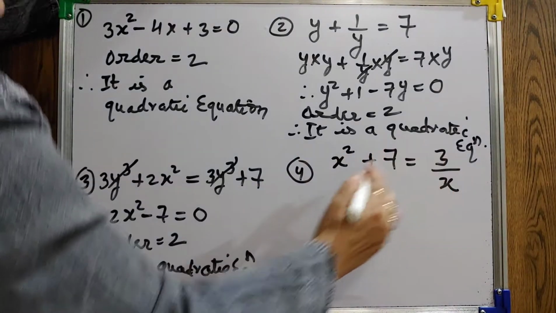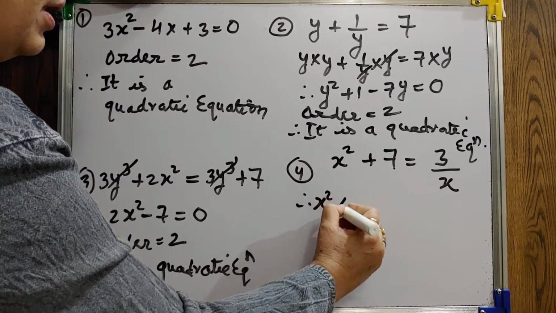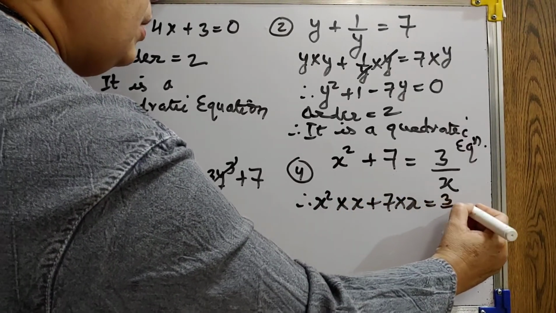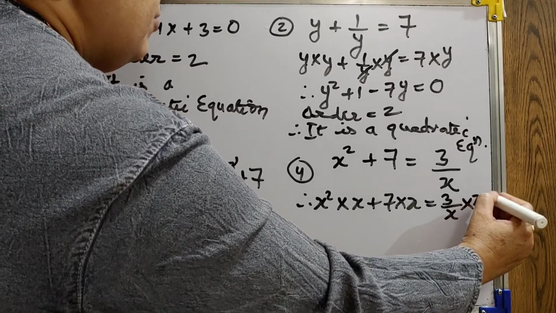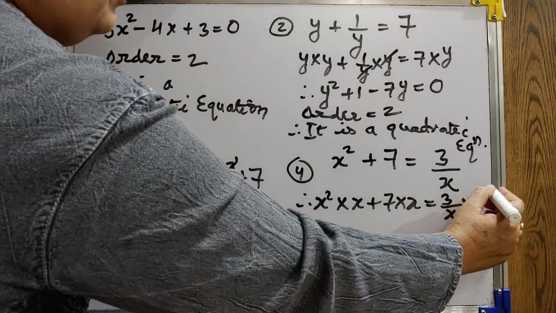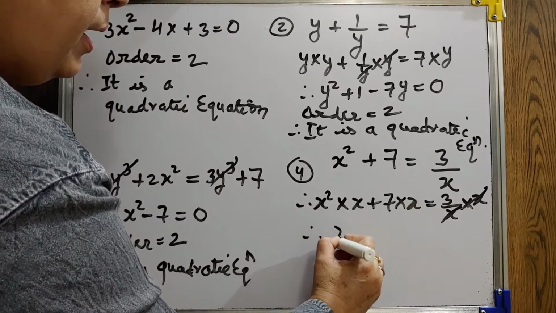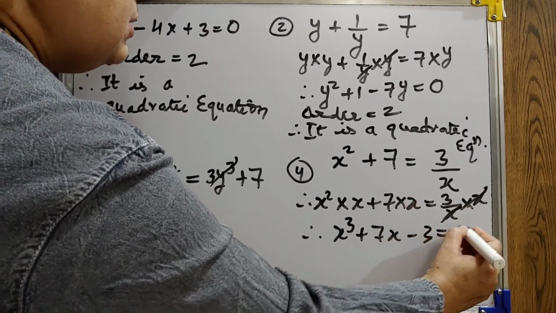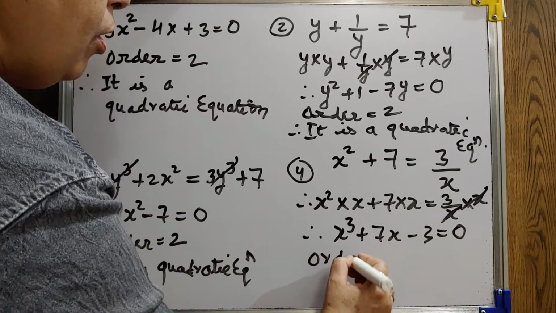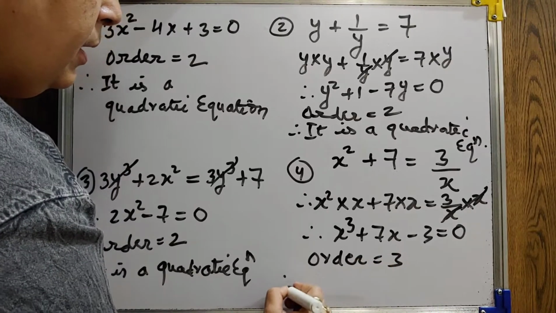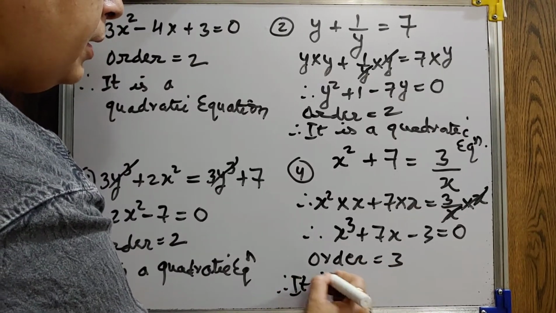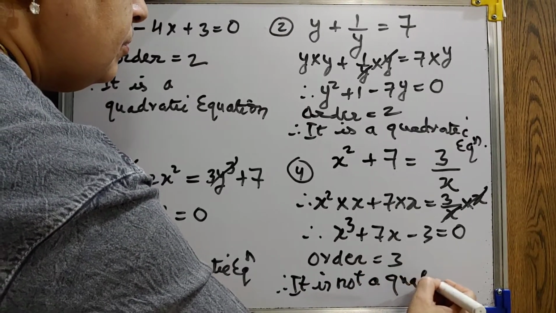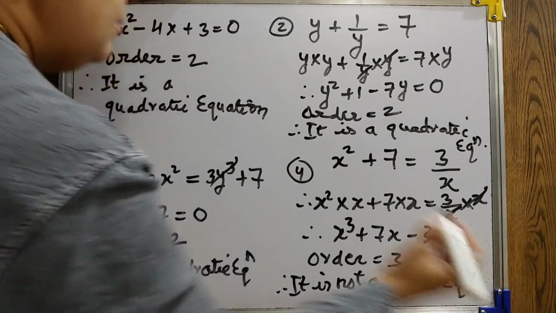Now here, I'll multiply all the terms with x. This method will give you the simplified form within one step. Now when you just cancel out, I'll get x cube plus 7x, transfer 3 this side. Now order is 3. Therefore, it is not a quadratic equation. Understood?